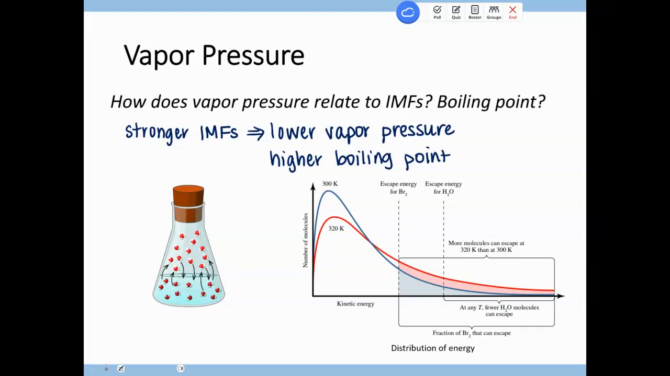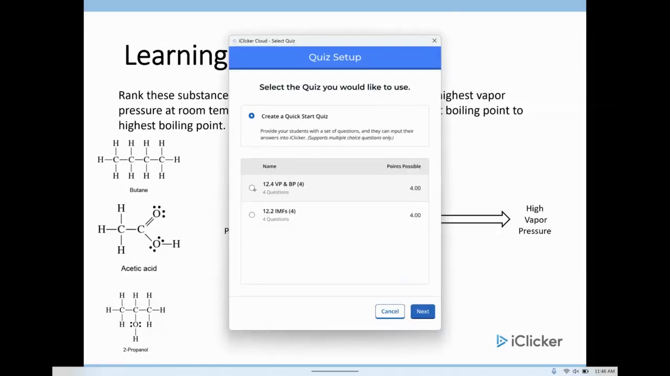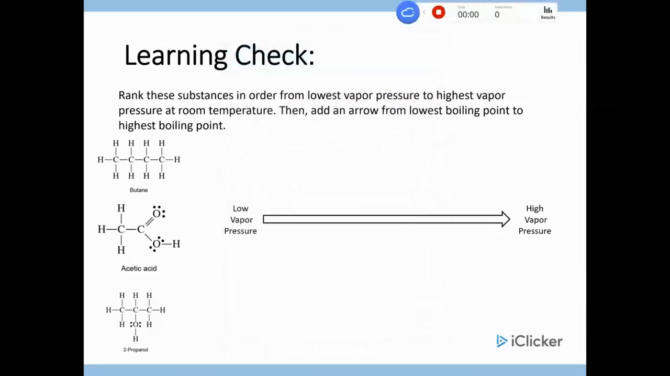Okay, with that in mind, let's do this learning check. I will start the iClicker so you can get into it, but I recommend completing it on your slide before answering the questions because the questions are in a slightly different format. So we have 3 molecules here: butane, acetic acid, and 2-propanol. Your task is to determine which of these has the lowest vapor pressure, which one has the highest, and then there will be one in the middle. Once you arrange them, add an arrow to show where the substance with the lowest boiling point is and the highest boiling point.